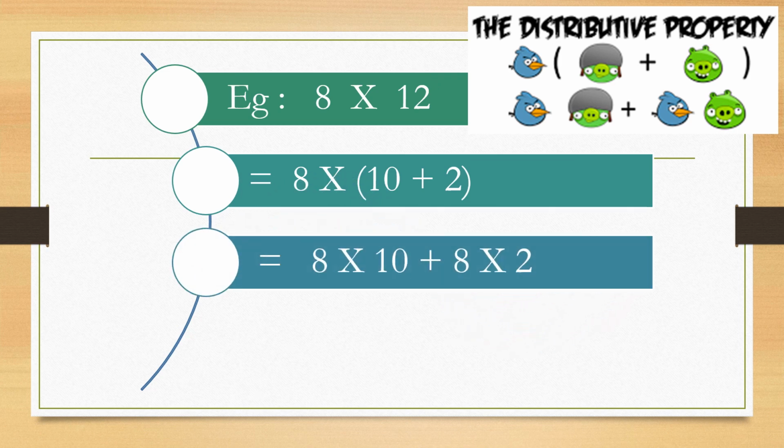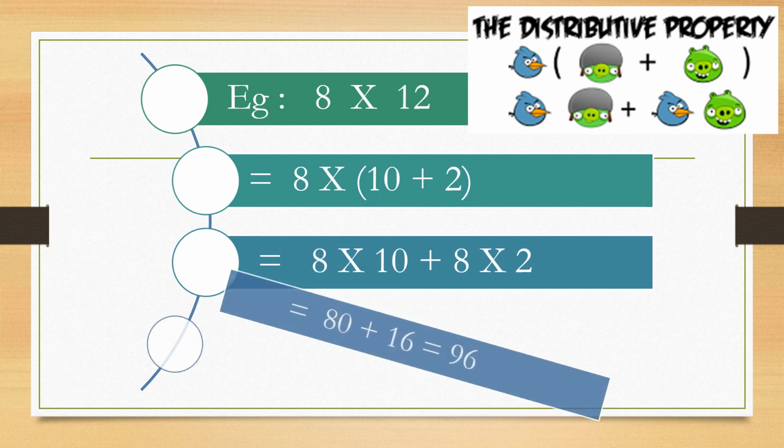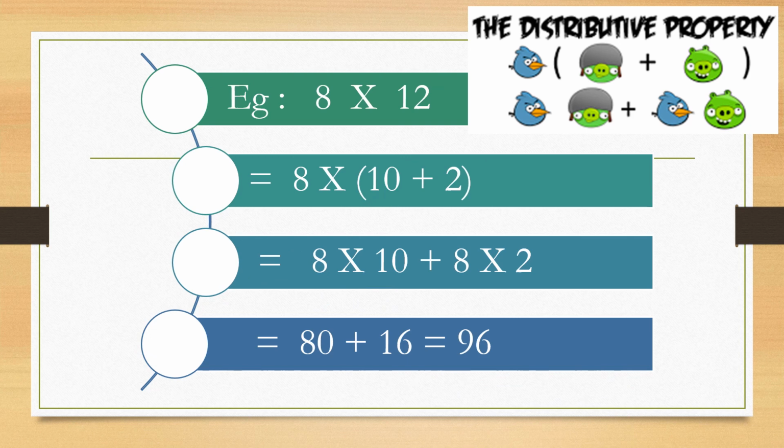The second step is you multiply 8 with each number inside the bracket. So first you write 8 multiplied by 10, then you write the plus sign as it is, and then you multiply 8 by 2. Now the third step is you first multiply the numbers on the left and right side of the plus sign. So 8 into 10 will give 80, whereas 8 into 2 will give 16, and you put the plus sign between them. So 80 plus 16 will give 96. This is how you multiply using the distributive property.